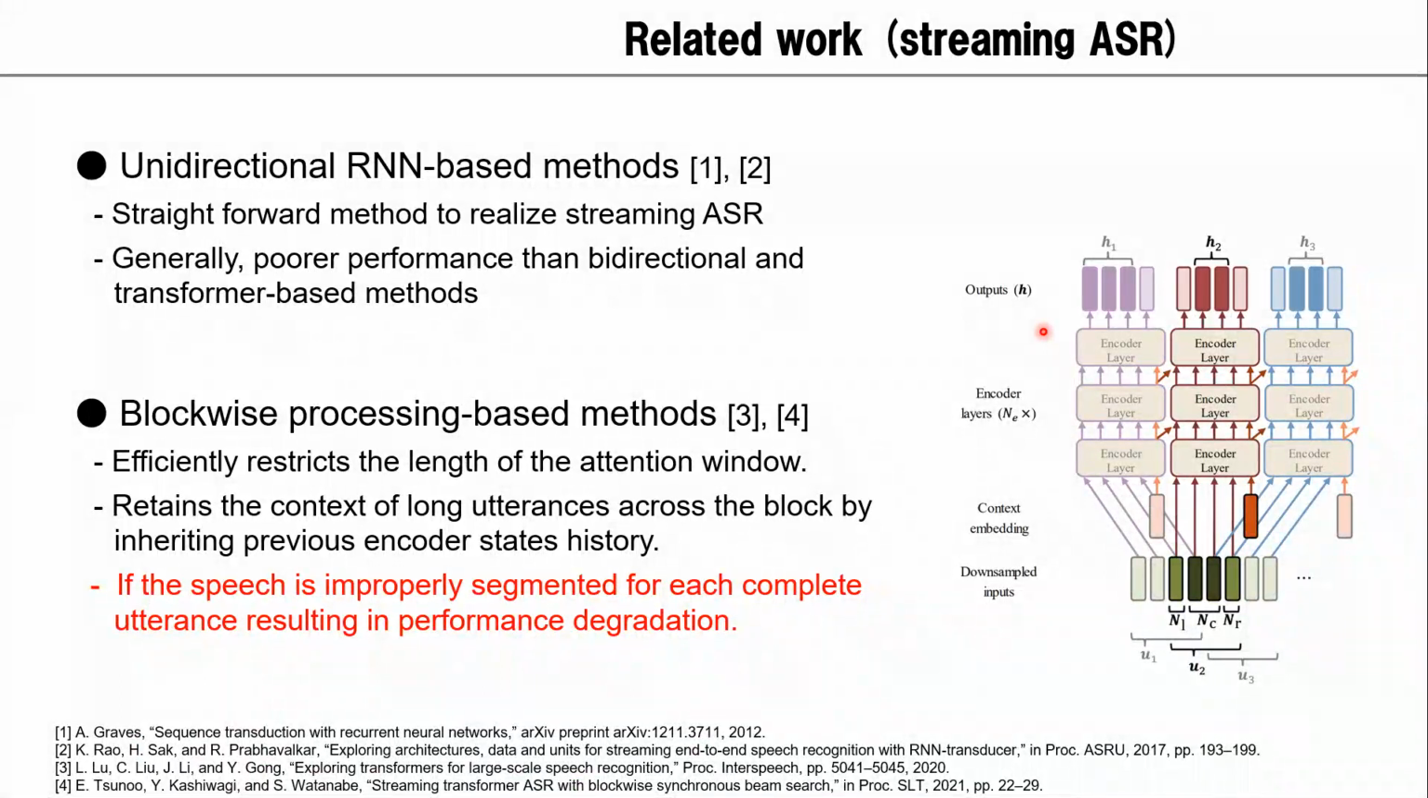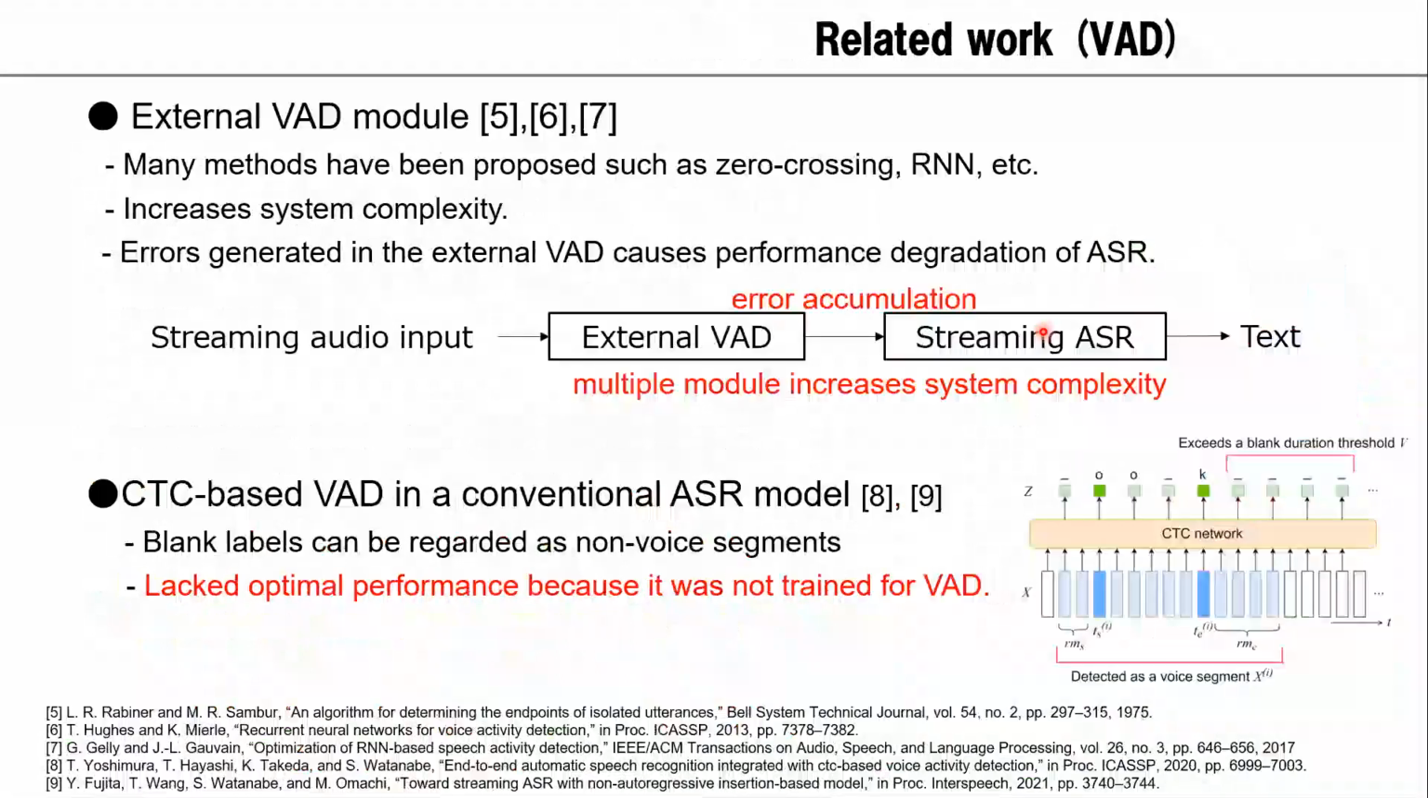In this paper, we focus on blockwise streaming transformer based on CTC attention, which retains the context of long utterances across the blocks by using an additional context embedding vector that inherits previous encoder states. However, if the speech is improperly segmented for each complete utterance, the inherited context is discarded, resulting in performance degradation.